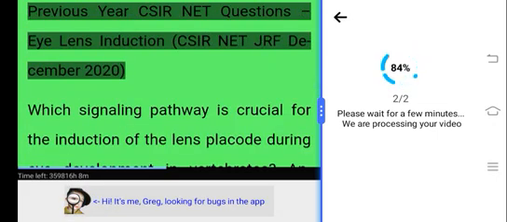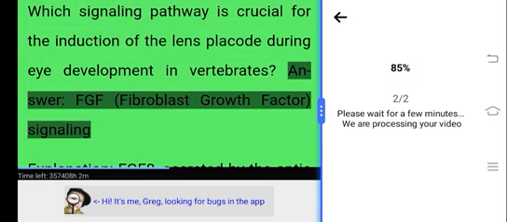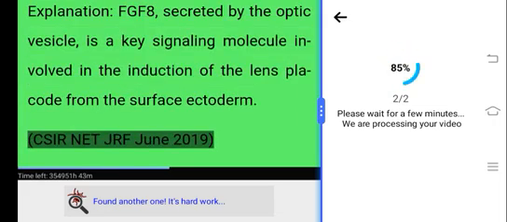Previous year CSIR NET questions. Eye lens induction, CSIR NET JRF December 2020. Which signaling pathway is crucial for the induction of the lens placoid during eye development in vertebrates? Answer: FGF, fibroblast growth factor signaling. Explanation: FGF8, secreted by the optic vesicle, is a key signaling molecule involved in the induction of the lens placoid from the surface ectoderm.